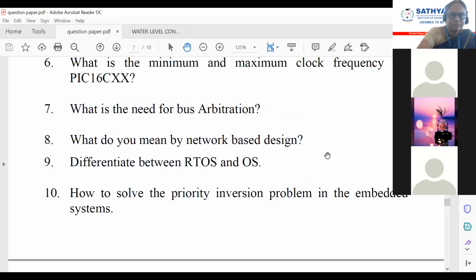Actually this is RTOS, and OS is different, that we will study in the next. What is bus arbitration? What is the meaning of arbitration? I told you several times. Arbitration means priority, with one or more protocols. In CAN bus we have bus arbitration, in SPI we have bus arbitration. That means the request will be received from two or more devices, and which one has more priority will be identified by the master microcontroller. It will respond to that particular one.